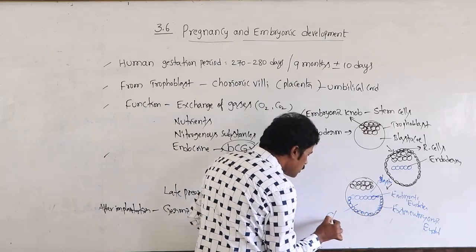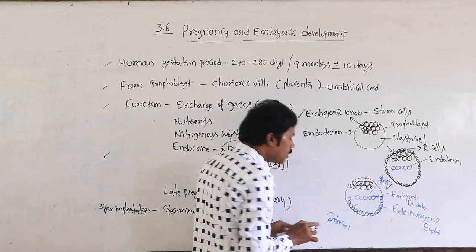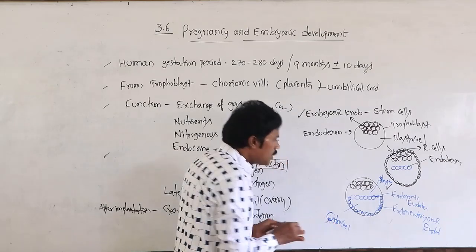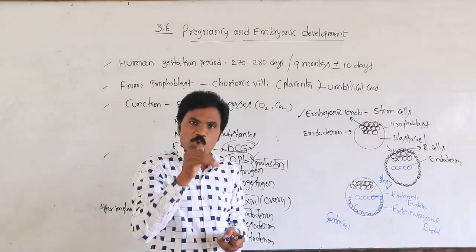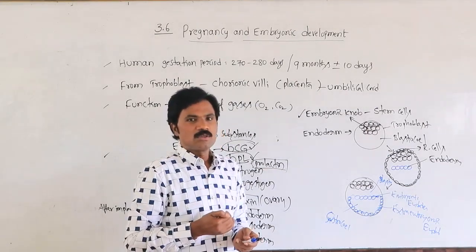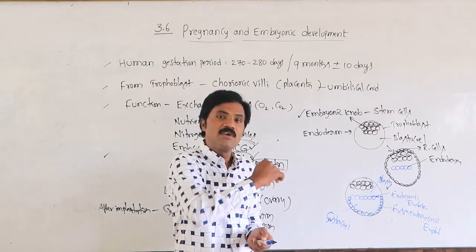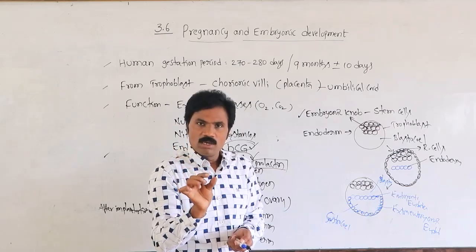This we call the gastrocele. Why? Because it is formed between the endoderm and the trophoblast, on the lower side, that we call the gastrocele. So now the formation of the gastrula will happen. First morula, then blastula, next gastrula.